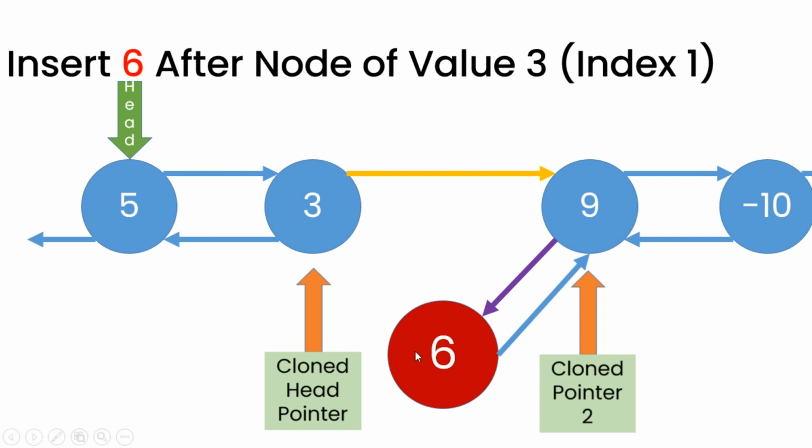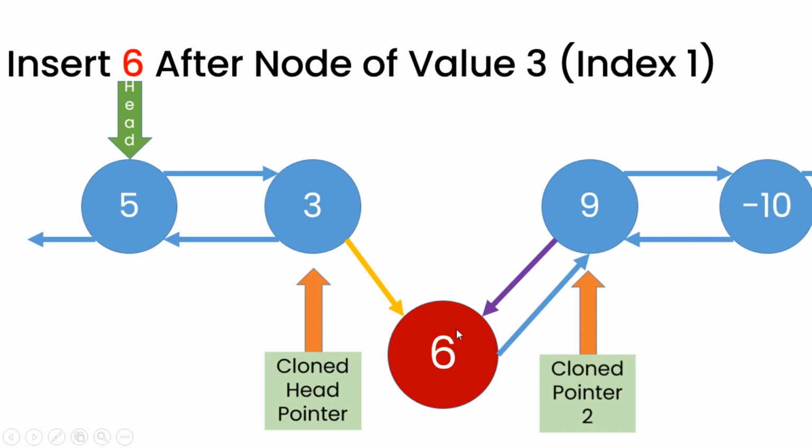Now we need somehow to do the remaining side. So now we need this 3 to point at this 6, and this 6 to point at this 3 backward. So how can we do this? We already have a pointer at this 3, so we can have access to the yellow arrow here using the next property. So we can change this yellow arrow to point at this 6 by changing the next pointer to point at this 6, and that's exactly what we're gonna do.